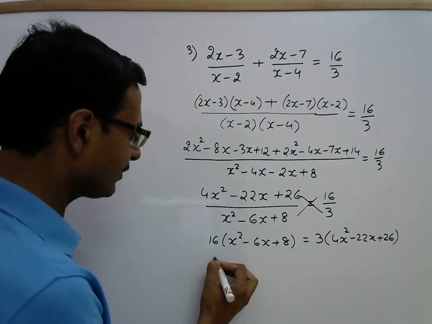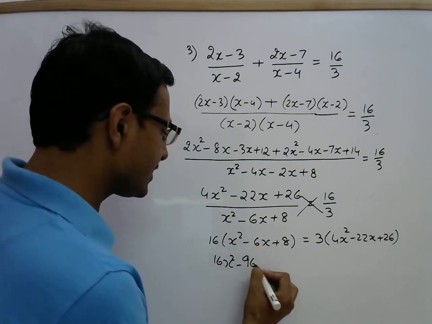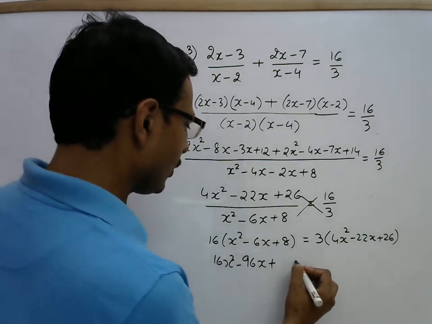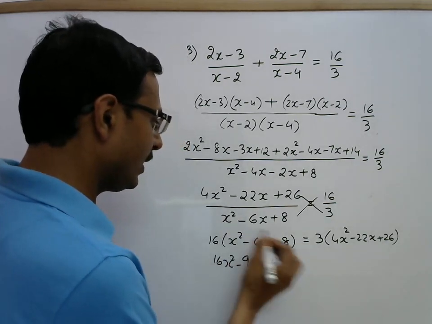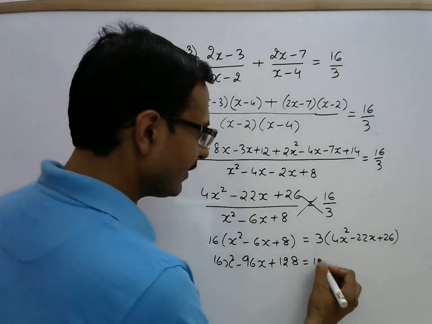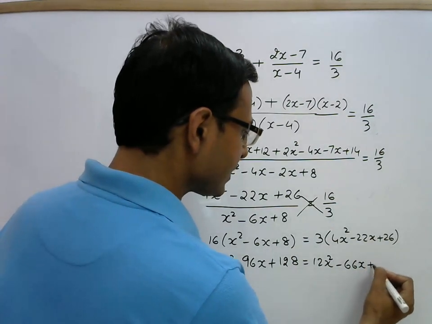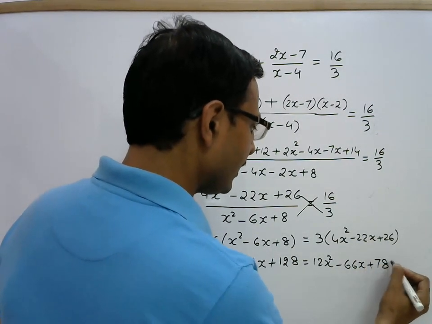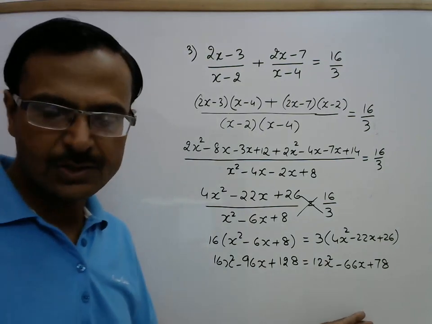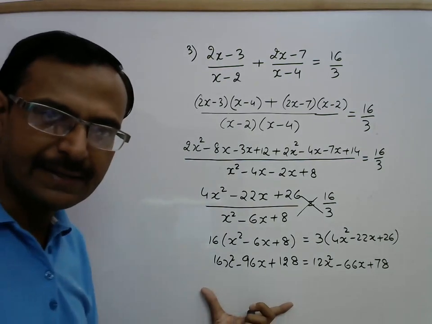You are going to have 16x square minus 16 into 6 is 96x plus 8 6s are 48, 8 4s carry, 8 1s are 8 plus 4, 12, 128 equal to 12x square minus 66x plus 78. So here we have terms on the RHS also. All the terms from the RHS are to be shifted to the LHS.